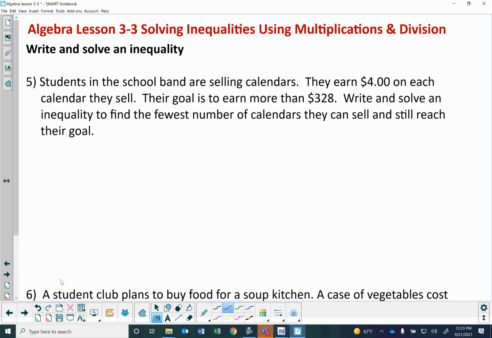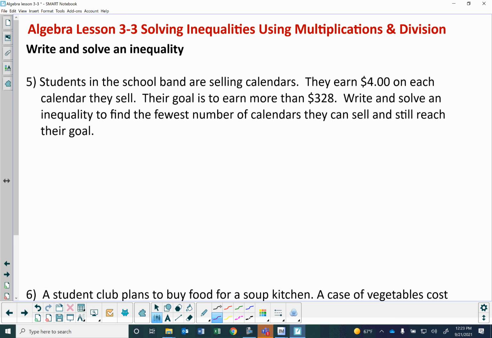Number 5 here. We're going to write and solve an inequality. Remember, whenever you write or solve an equation or an inequality, you have to have a variable. You have to define your variable. So we're going to define our variable after we've read our question. Students in the school band are selling calendars. They earn $4 on each calendar they sell. Their goal is to earn more than $328. Write and solve an inequality to find the fewest number of calendars they can sell and still reach their goal.